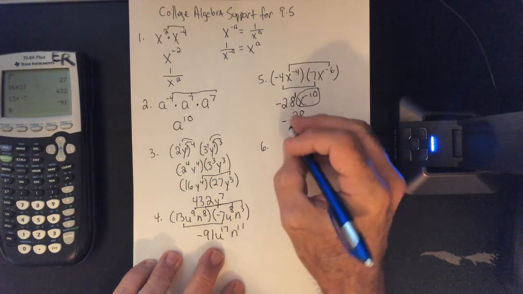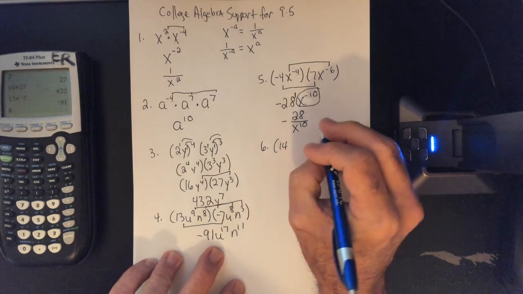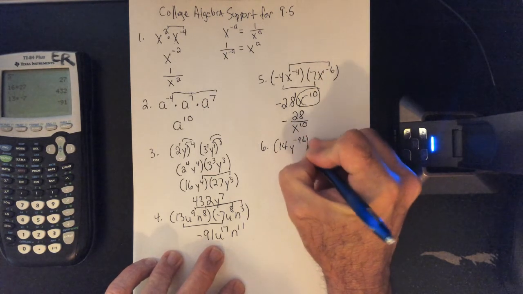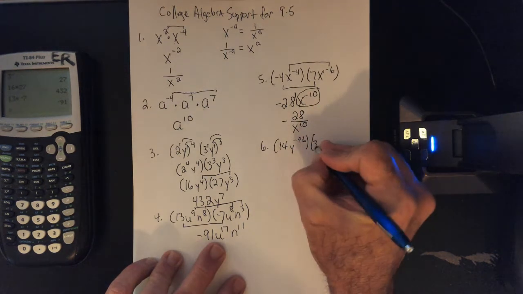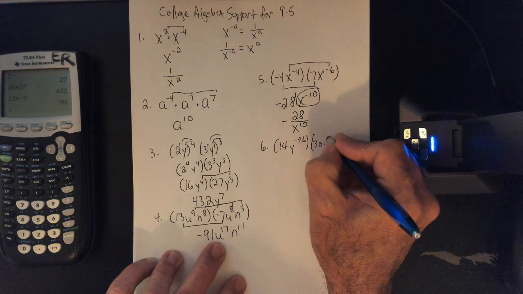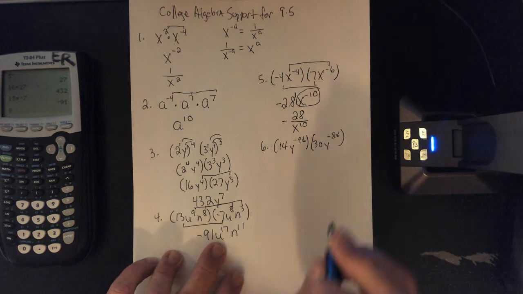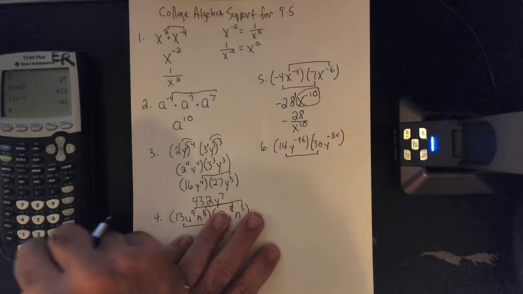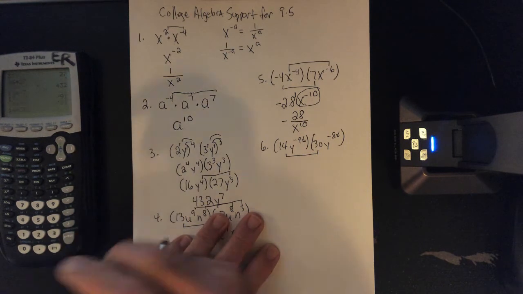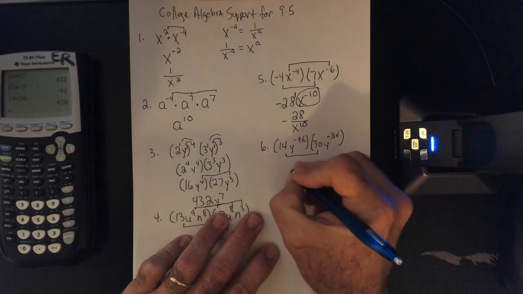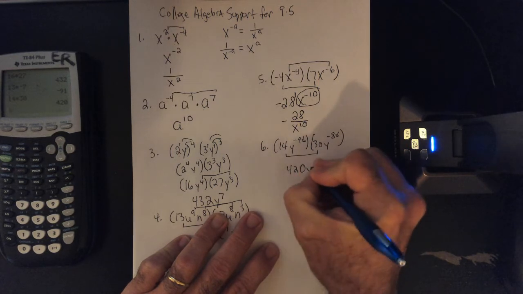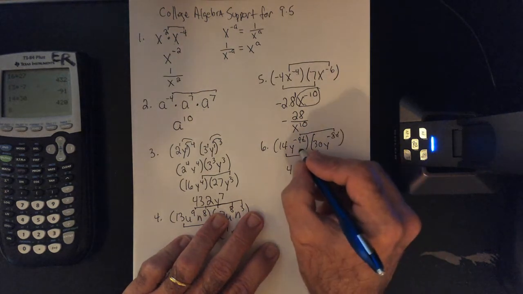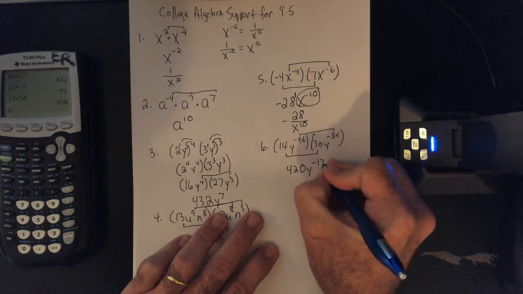Alright, number 6 is the same thing. I've got 14 y to the negative 9t times 30 y to the negative 8t. Nothing I can do anywhere but start multiplying. 14 times 30 looks like 420. And on the y, I'm going to add the negative 9t to the negative 8t. Negative 9 plus negative 8 makes a negative 17t.